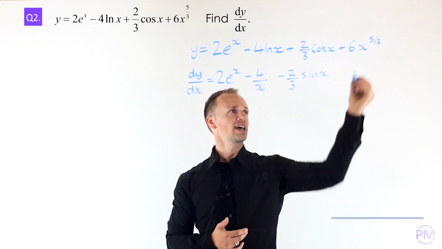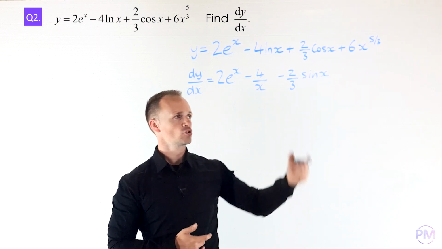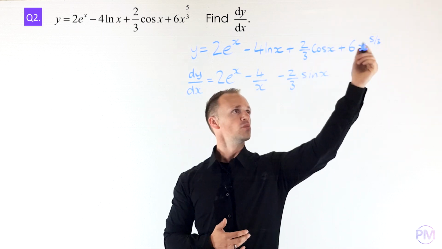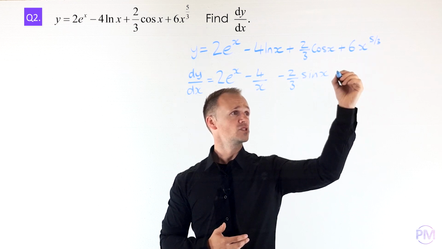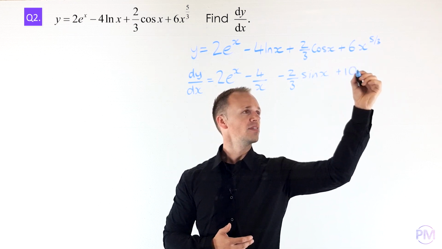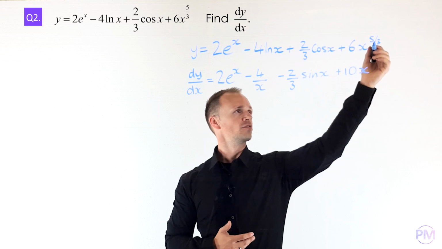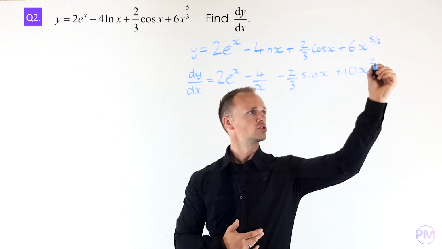And we've got 6x to the power 5 over 3. This is just x to the power of something, so we multiply by the power. 6 times 5 is 30, divide by 3 gives us 10. And then reduce the power by 1, so 5/3 minus 1 gives us 2/3.